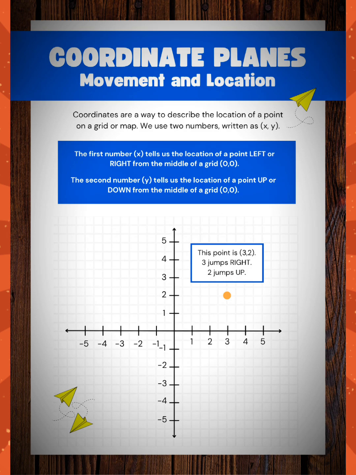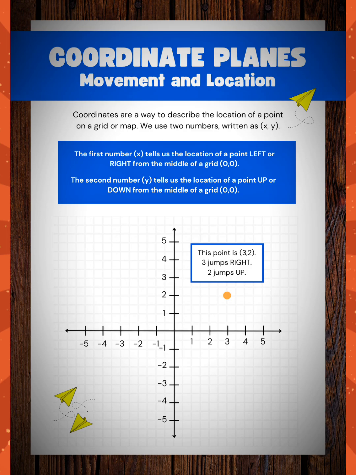Coordinates are a way to describe the location of a point on a grid or a map. We use two numbers written as (x, y). The first number x tells us the location of a point left or right from the middle of a grid, called origin (0, 0). The second number y tells us the location of a point up or down from the middle of a grid (0, 0).